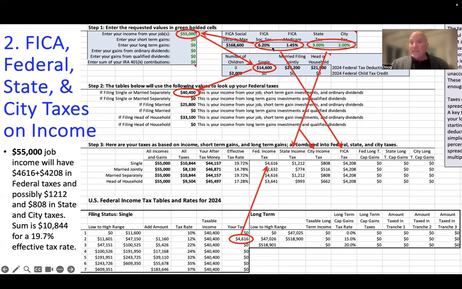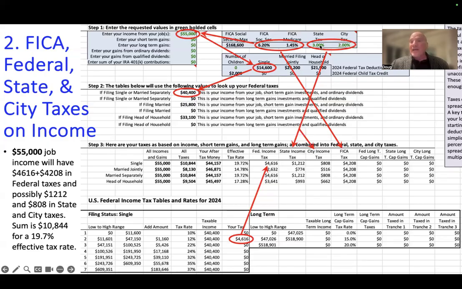55,000 though for the FICA taxes, it's charged right on the full 55,000, not on the 40,000. So we're going to take 6.2% and 1.45%, multiply that by the 55,000 and enter that down here into FICA. So that's 7.65% multiplied by 55 gives you this 4,200. Note how FICA is pretty similar to the federal income tax amounts.